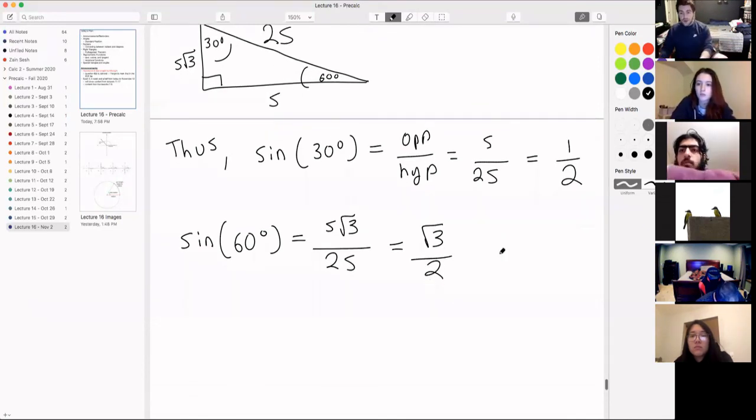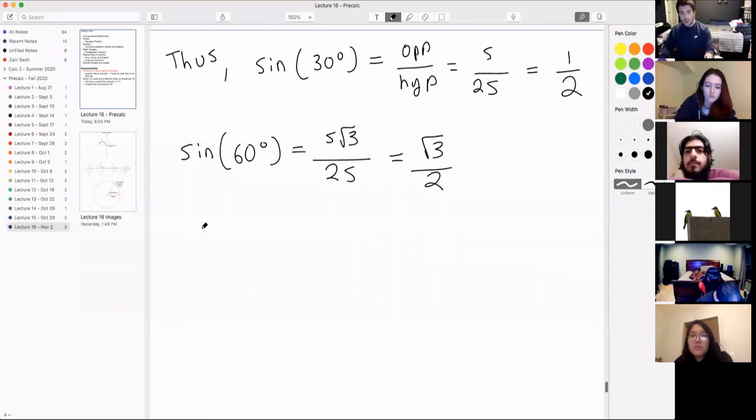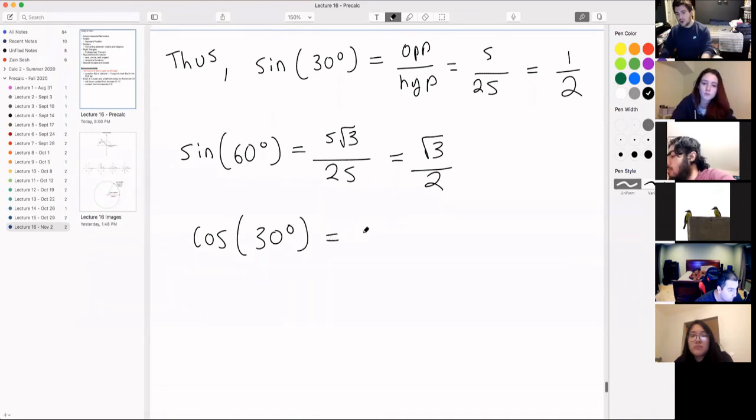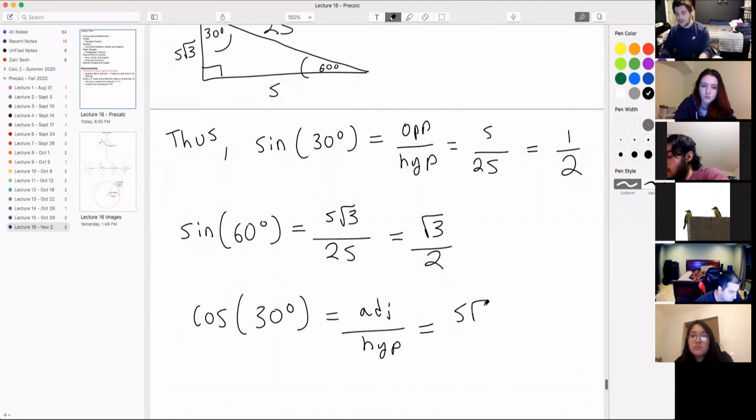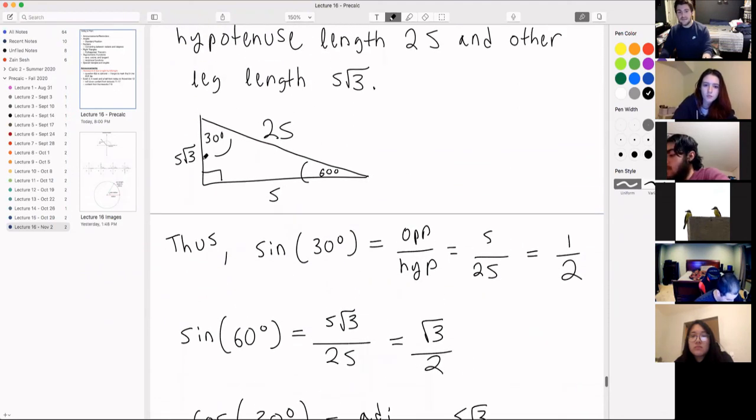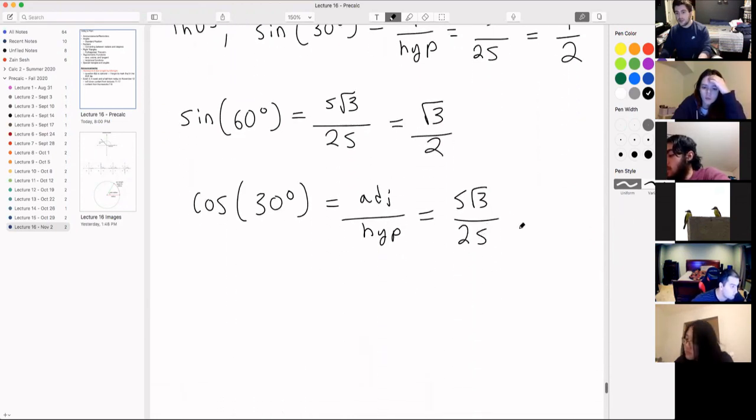Good, so that's very nice. Now let's do the same thing for cosine. So cosine of 30 degrees. Cosine, recall, is adjacent over hypotenuse. So I go to 30 degrees, I go to the adjacent side, which will be s root 3, and I put that in the numerator. Next, I divide by the hypotenuse, which is 2s. The s's again will cancel out. You're just left with the square root of 3 over 2.